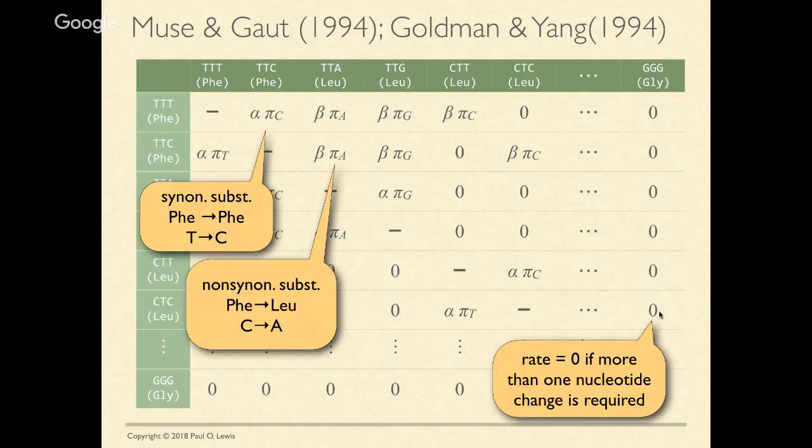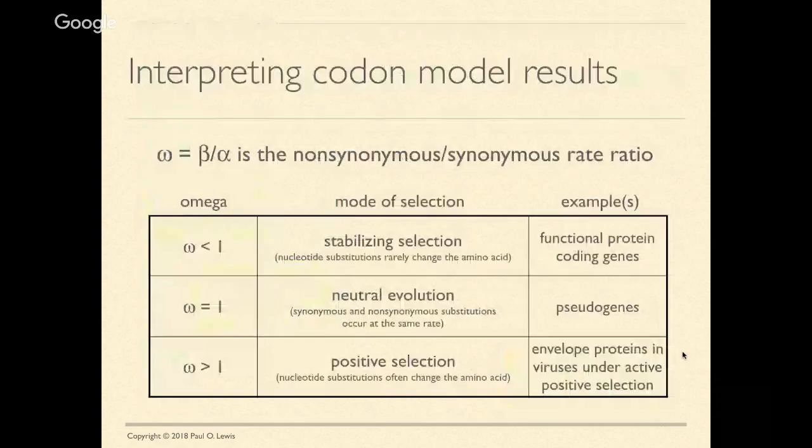There can be only one event that happens in an instant of time, and so the probability of having 3 substitution events happening in that instant of time is 0. This doesn't prevent us from changing eventually from CTC to GGG. It just means that it happens over a longer period of time. So these zeros do not exclude those kinds of changes from happening. It just means that you have to have a larger period of time for them to happen.